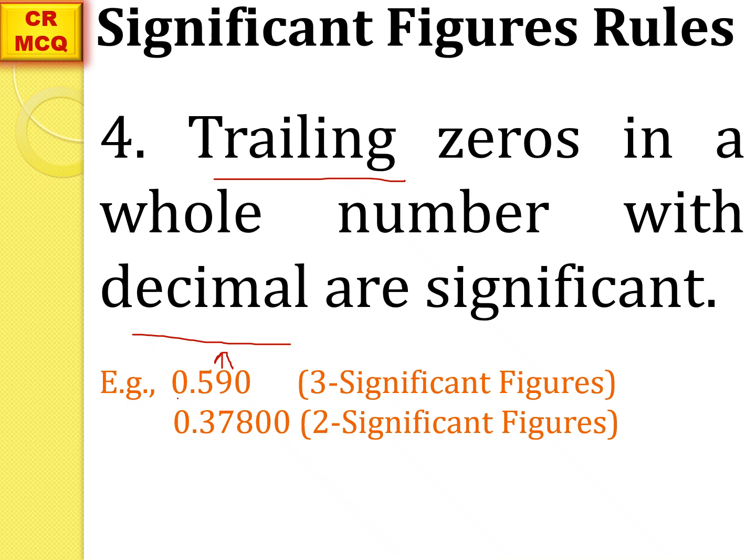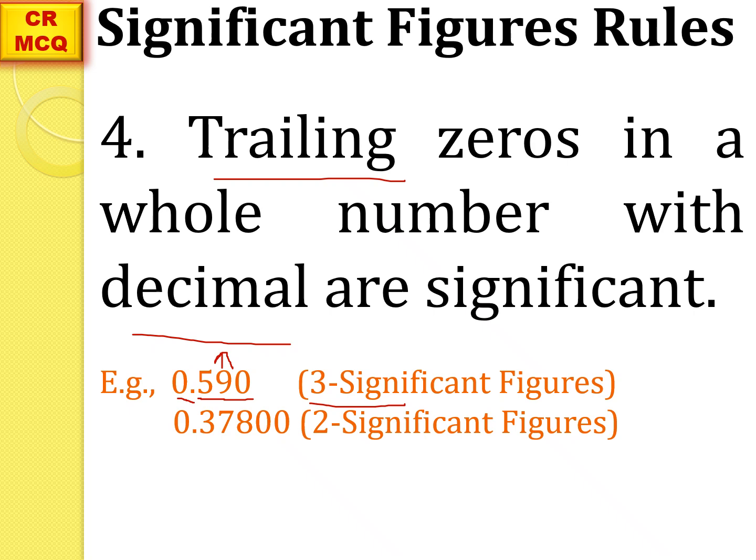So first, this one is a preceding 0, ignore this 0. This one is used only to represent the position of the decimal. Next, these 5 and 9 are non-zero digits, and 0 is the trailing 0. So this one is considered as a significant figure. Overall in this example there are three significant figures.